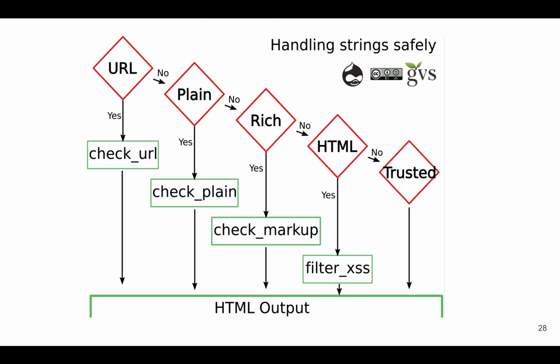When we output the text, we have to handle it safely. We need to be aware of what is user input. So here's kind of a hierarchy of types of content and examples with the Drupal 7 and before functions that you might use to sanitize them.